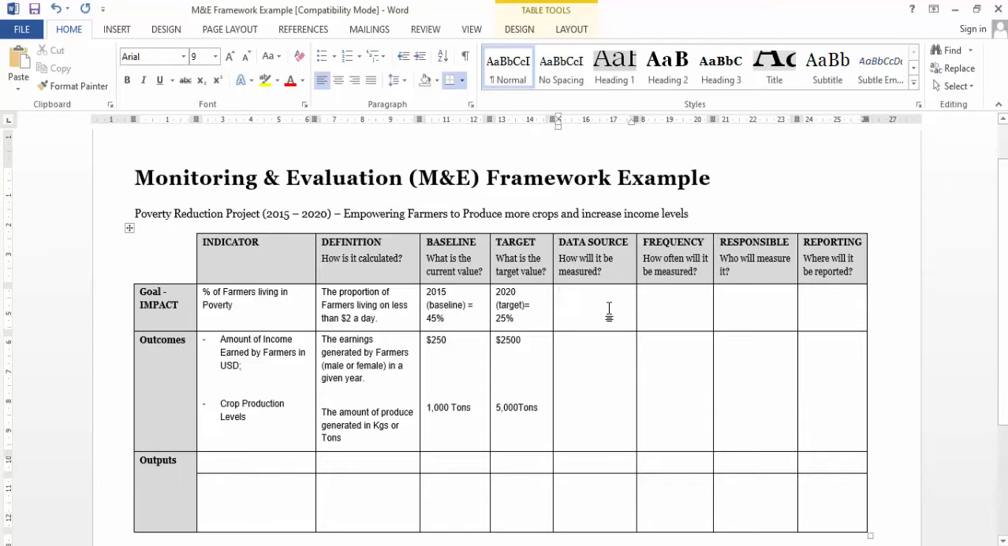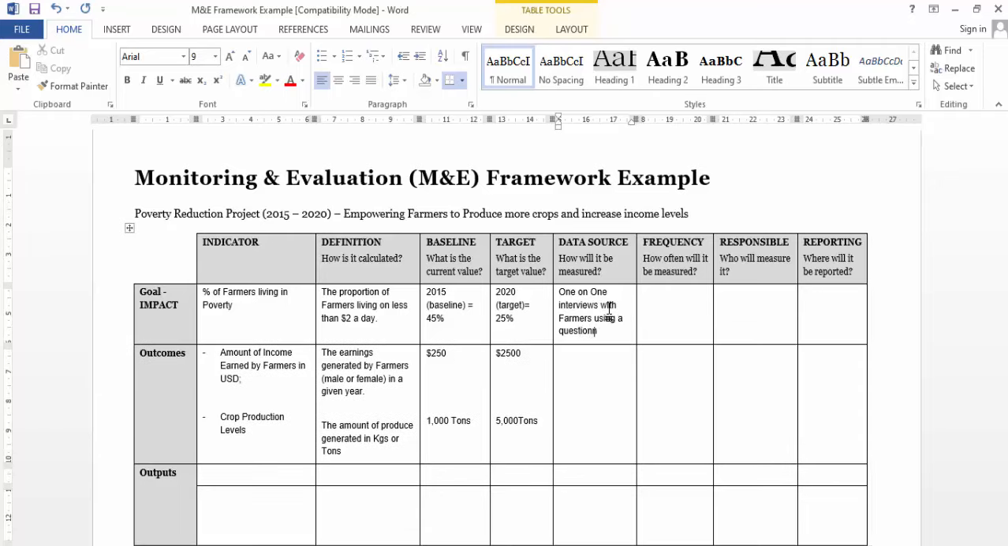Okay, so how will this be measured? How are you going to be collecting this data? It's through maybe one-on-one interviews with farmers using a questionnaire, okay? And it could be the same also with this other stage here.